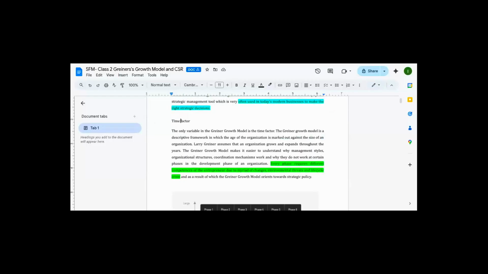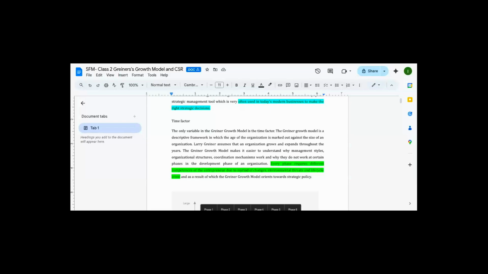So before we go in depth into the Greiner growth model, we have to know that it has to do with the time factor, because the scholar mentioned this, so that when we are writing exam and dealing with our case study, it will be easier for us to have a robust idea about it. The very reason why the Greiner growth model talks about time is because the model talks about the age and size of the organization. So the only variable in the Greiner growth model is the time factor.